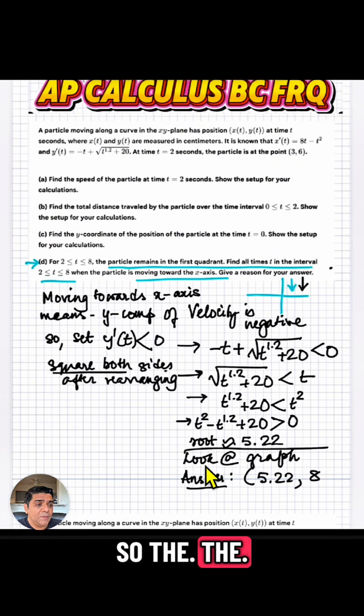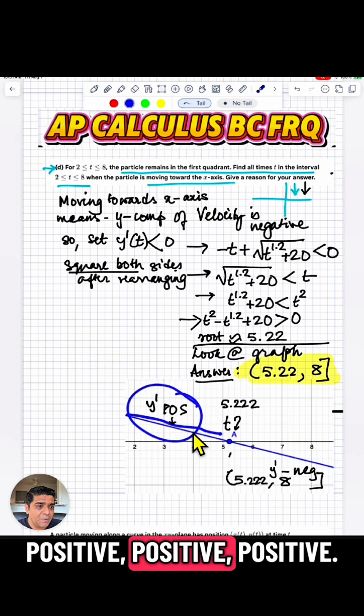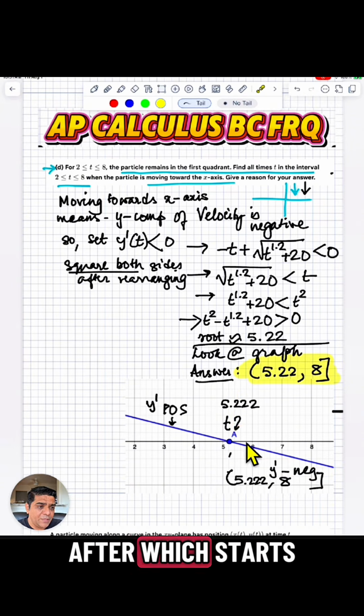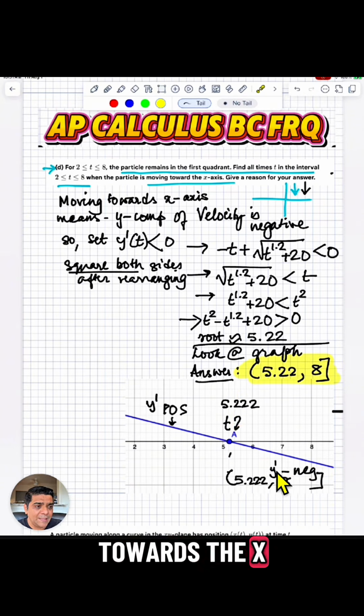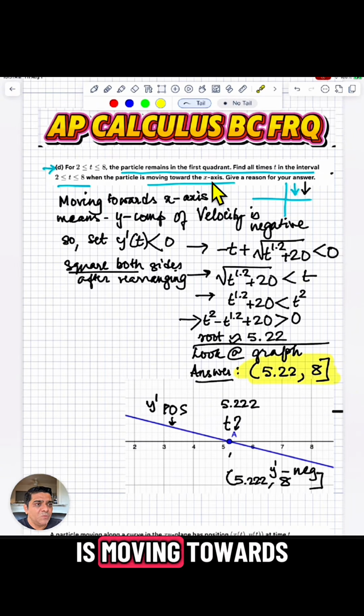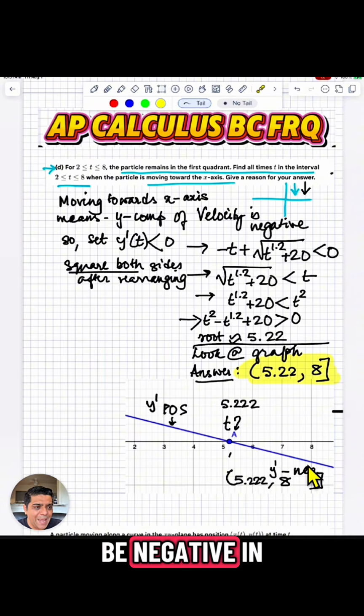We'll come to our answer in just a minute, but when you look at the graph, you'll see the y component derivative is positive, positive, positive, positive. It comes to this point t of 5.22, after which it starts getting negative. That means going towards the x-axis between 5.22 and 8. So that's where the particle is moving towards the x-axis, where the y component of the rate of change is negative.